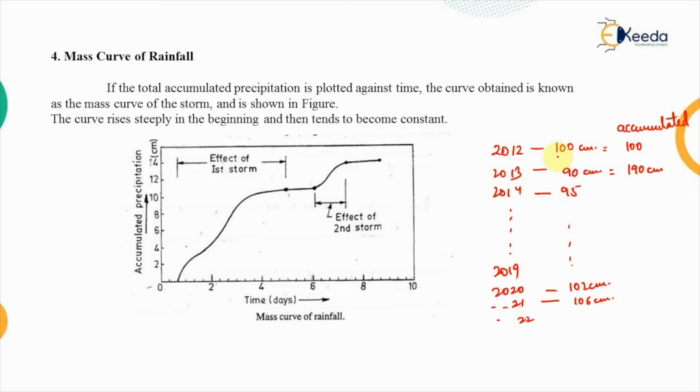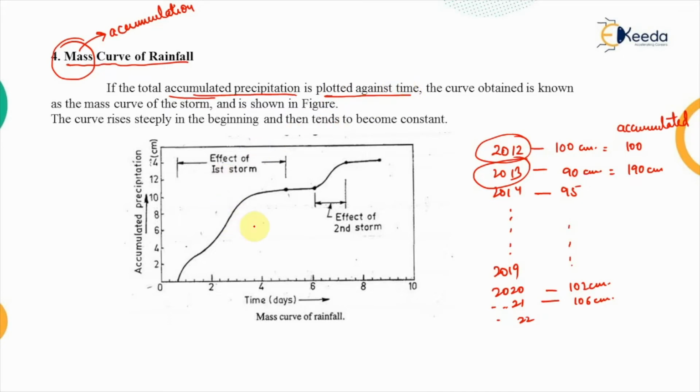But in this method we are not taking the data for each year, we are taking the data for each day, and those days' data is collected and accumulated and then represented in the form of a curve, which is known as the mass curve of the rainfall. So this mass is representing the accumulation of the data for a certain period. So if the total accumulated precipitation is plotted against the time, the curve obtained is known as the mass curve of the storm.